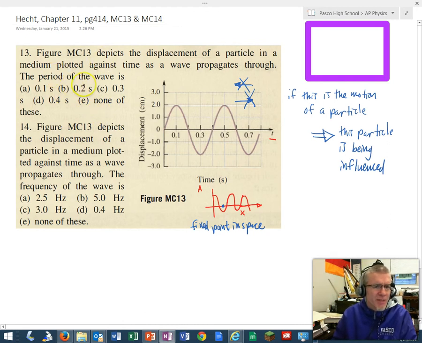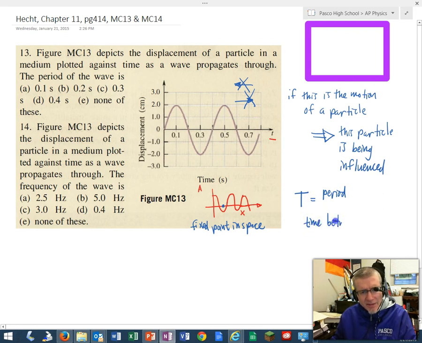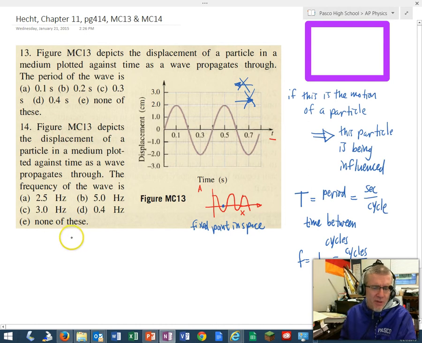The period of this wave, so remember that period, T, is the time between cycles. In other words, it's seconds per cycle. Remember that frequency is 1 over that, which equals cycles per second. We'll deal with both of those, of course, but let's first think about what the period of this wave is.